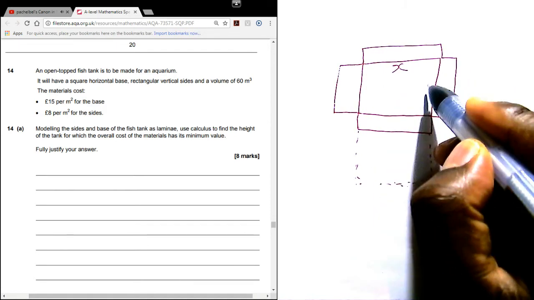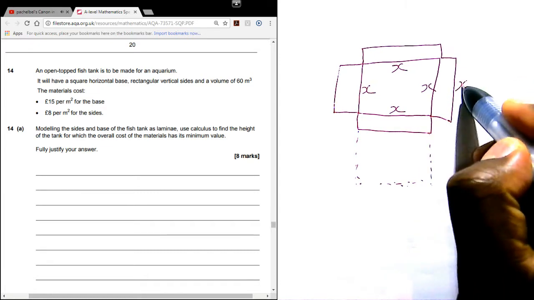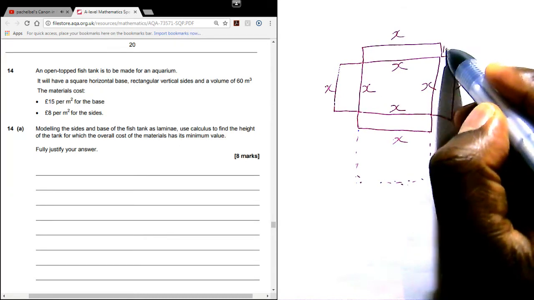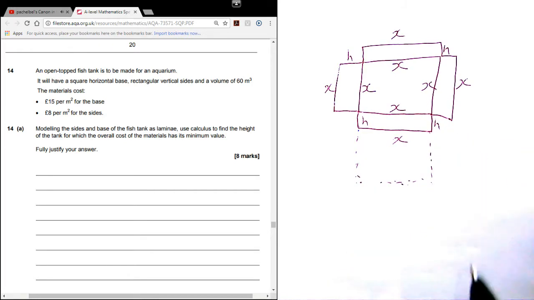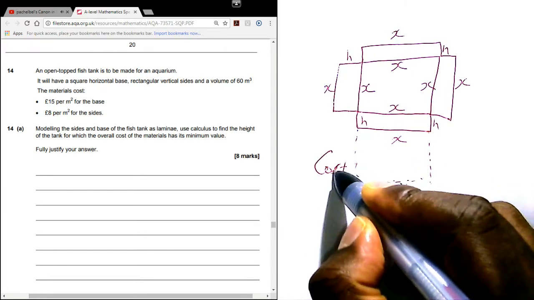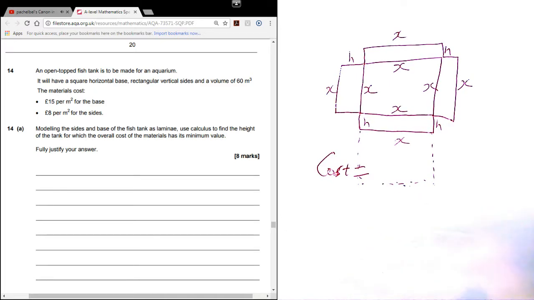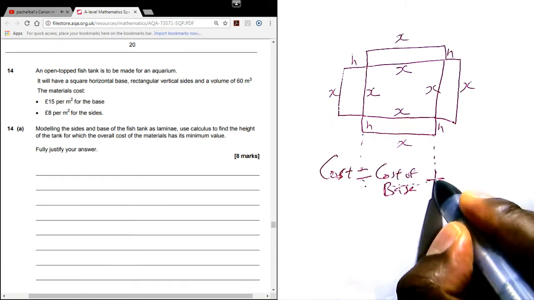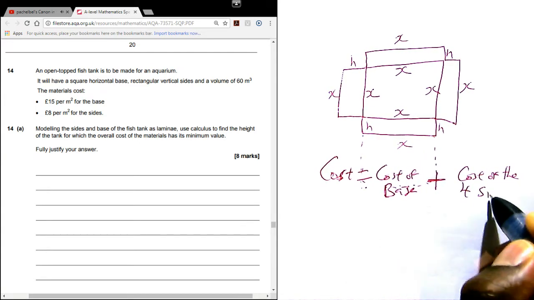The base, let's say it has sides of length x, and of course that would also be the length of the sides. And the height, which is the thickness, is h. We have that. Okay, so what's going to be the cost? The cost of this is going to be the cost of the base, just one base, plus the cost of the 4 sides.